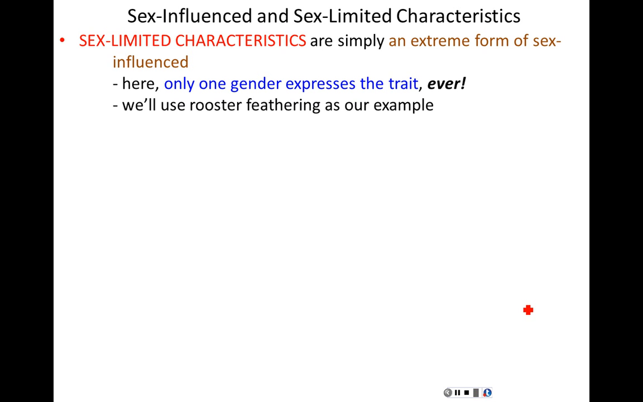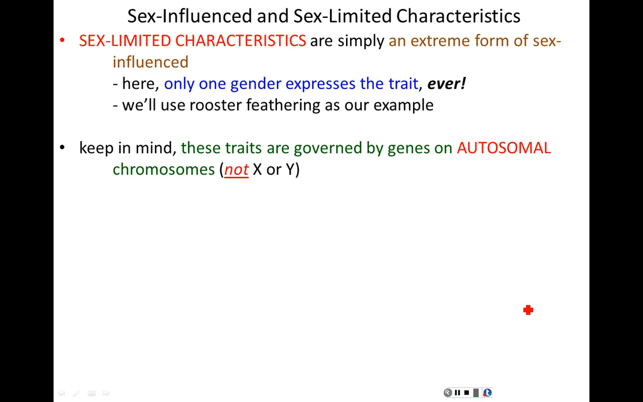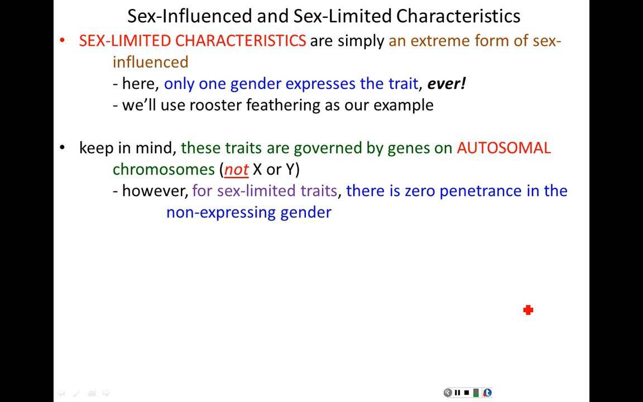Sex-limited characteristics are extremely similar, just a little bit more extreme form of sex-influenced. Here, regardless of the genotypes, one gender and only one gender of the species is capable of expressing the trait ever. We're going to use as our example here the feathering on roosters. Now, I want you to keep in mind that these traits are not due to genes contained on the sex chromosomes. These are genes on autosomal chromosomes.